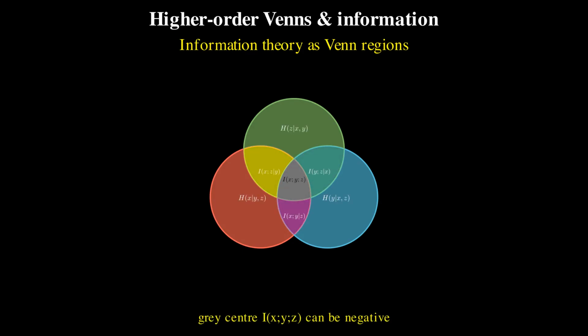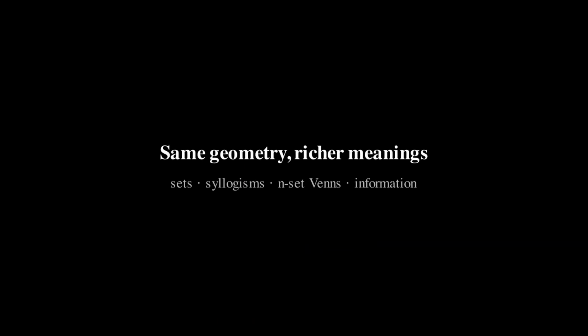With 3 variables, the outer petals are conditional entropies, the pairwise lenses are conditional mutual informations, and the gray center is interaction information, the only one that can be negative. So Boolean regions, syllogism shading, high-order Venns, and information diagrams are all cousins. Partition a space, then read what each piece means.